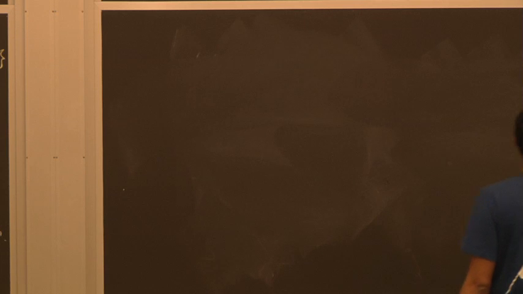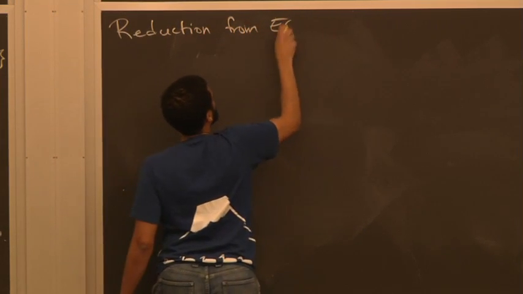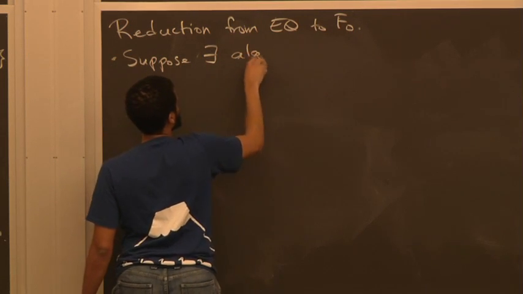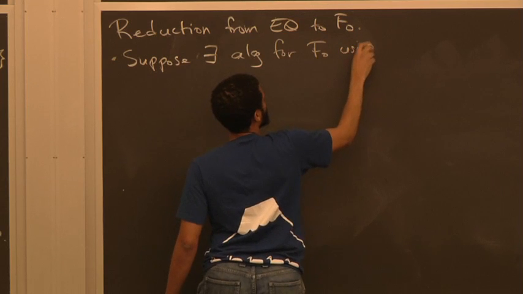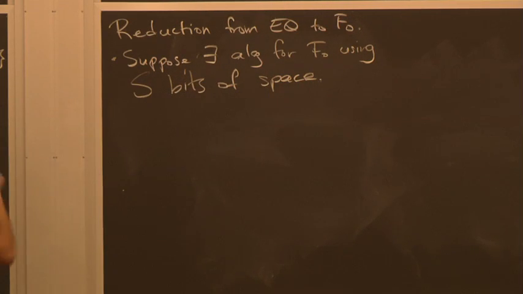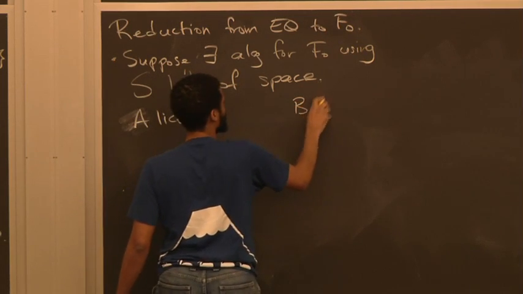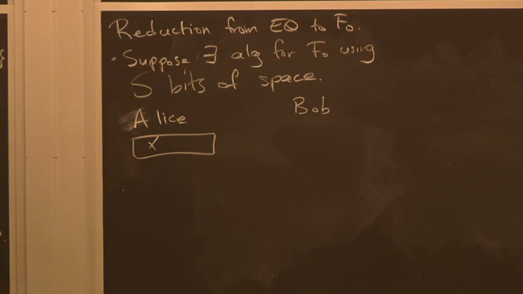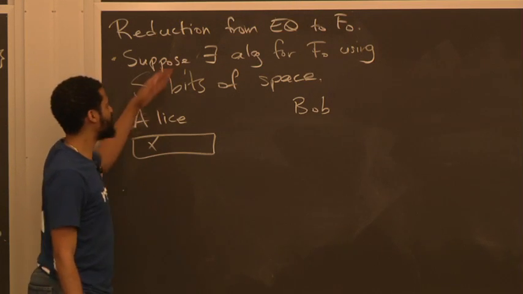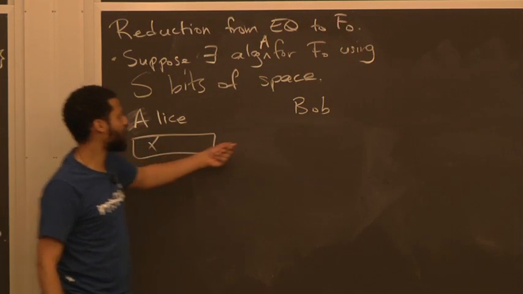Okay, so now we're going to reduce equality to f0. Suppose there exists a streaming algorithm for f0 using s bits of space. So Alice and Bob are here. Alice has her x. X is an n-bit binary string. We're going to do the usual thing, where if xi is 1, she imagines that i is in the stream, and if xi is 0, it's not in the stream. There exists an algorithm A. She's going to run this streaming algorithm A on her stream. She's going to send the memory contents to Bob.